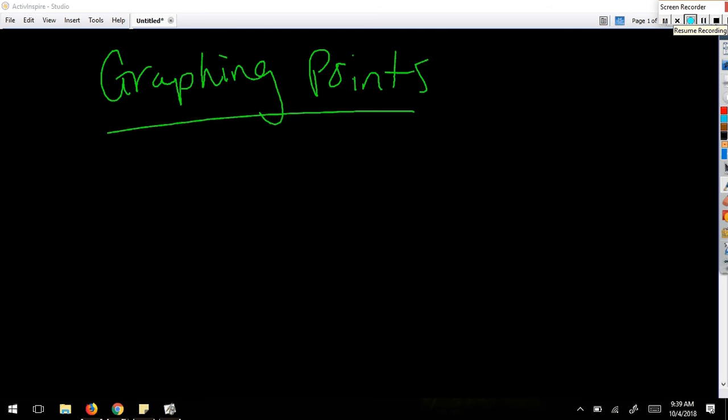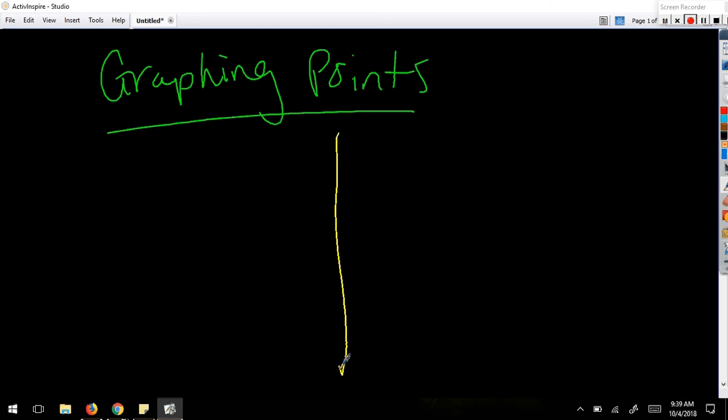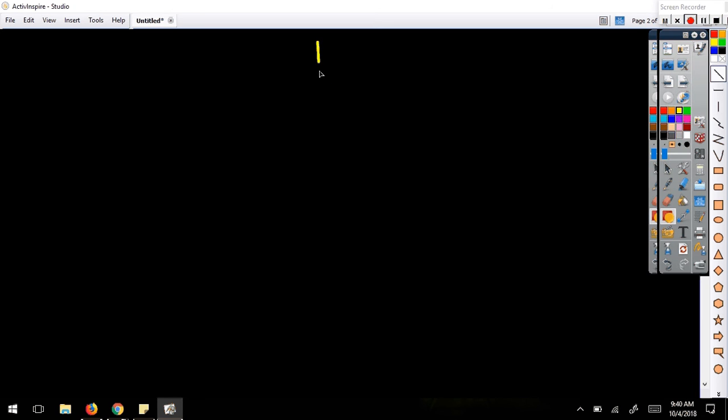Let's start by talking about what we graph points on. What is it called? A grid? What kind of grid? It has an X and a Y. That's correct. Which one goes up? Let me do it here. The Y goes up and down. That is correct.